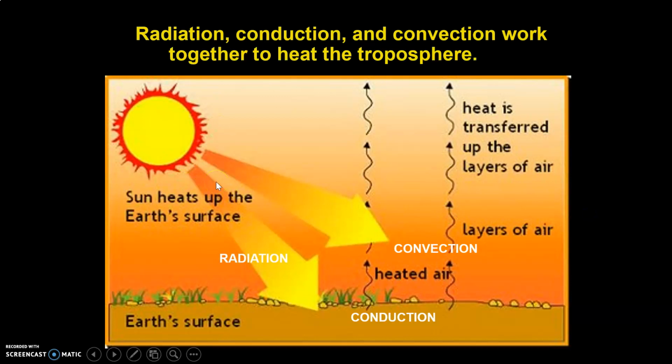So how do they work on the surface together? Well, they basically work together to heat up our troposphere. The sun heats up the surface of the earth through solar radiation. Conduction is when you touch the Earth's surface. You physically come in contact with it. So if I am standing on the surface with my bare feet, that's the conduction. I feel the heat from the ground to my feet. I feel the radiation from the sun just heating my body. And the convection is that the heat is transferred up to the layers of the air. Because we know the hot air rises and the cool air sinks. So it will be cooler here than it would be here in a certain given area.